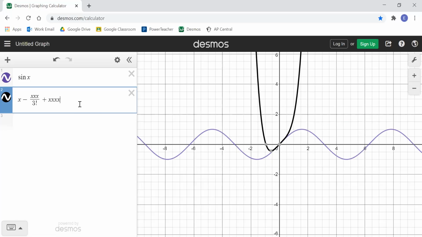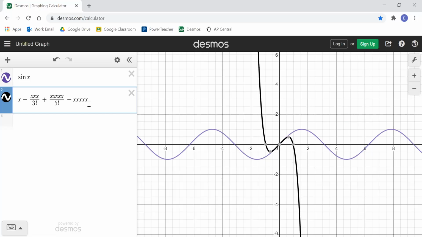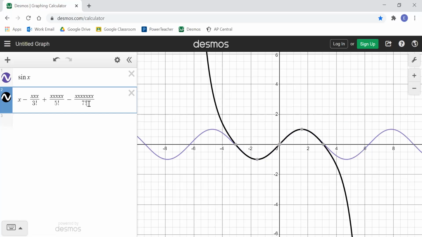So then I go in here, x to the fifth over 5 factorial, and it looks even better. And if I put in minus x to the 7th over 7 factorial, it starts to look even better. And now it's already almost good for, you know, pretty much one full entire period of the sine function.